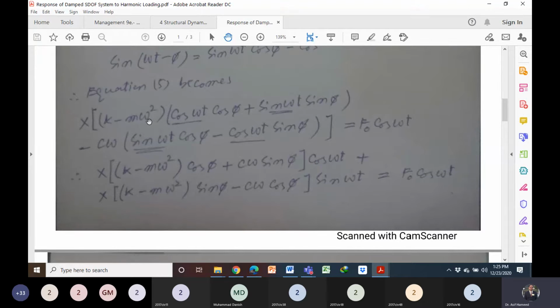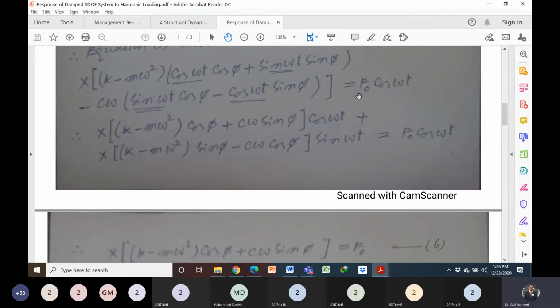K minus m omega square cosine of phi plus CW, because outside we have minus, it will be plus here. CW sine of phi multiply with cosine of phi. So we can write these two terms together and also these two terms together. So this term and this term is K minus omega square sine of phi, X is outside here, and then this term, this is minus CW cosine of phi multiply with sine omega t. So this term we can combine, this term we can combine.